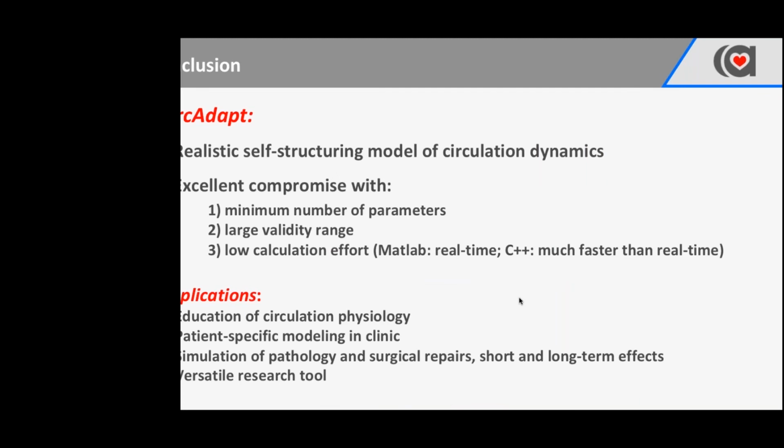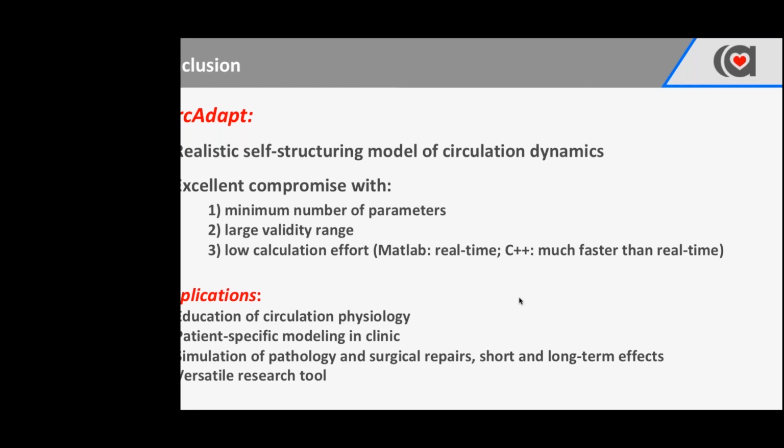So, in conclusion, CircAdapt is a realistic self-structuring model of circulation dynamics, and, at least in our opinion, it is an excellent compromise with a minimum number of parameters, a large validity range, and most importantly, maybe also low calculation effort. In MATLAB, it's in real time, and in C++, it's even much faster than real time. So you can predict what will happen in the future right now, you might say.